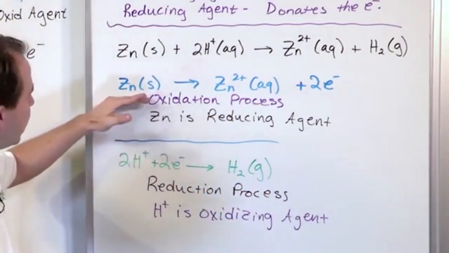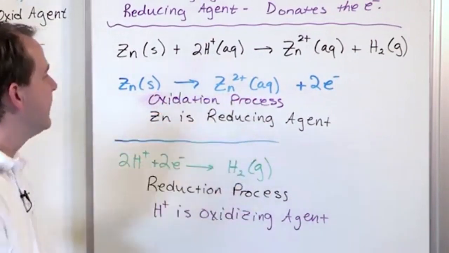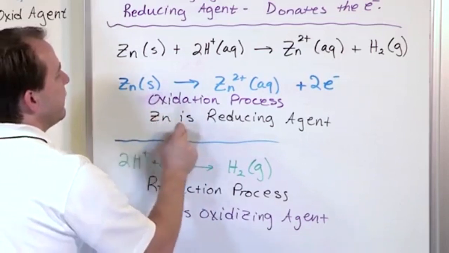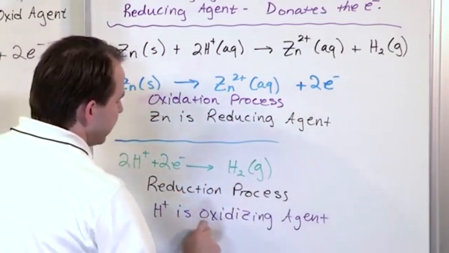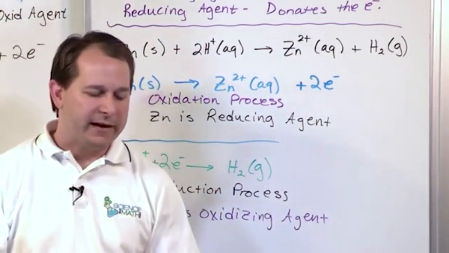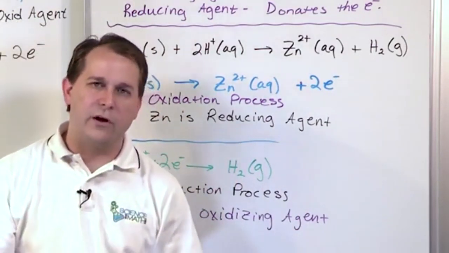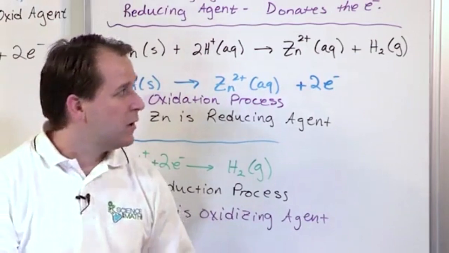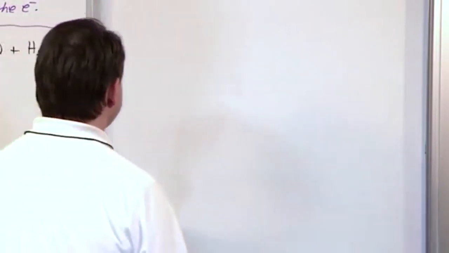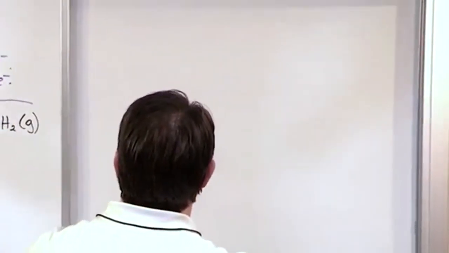So I write down oxidation process, reduction process. And then once you have this written down, you can flip to the other term and say zinc is a reducing agent, and hydrogen ion is an oxidizing agent. To me, that's the easiest way, because the definitions, if you stare at them too long, can just end up confusing you for no good reason. Okay? So I'm going to do one more just to give you a little more practice with it.